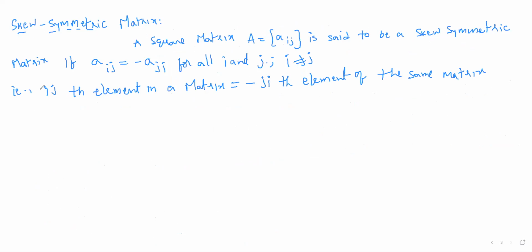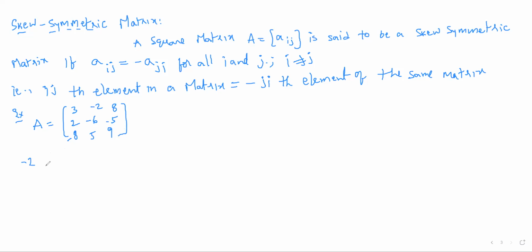So you can give another example here. Example: A is equal to the matrix with rows 3, minus 2, 8; 2, minus 6, minus 5; minus 8, 5, 9. So what are the positions of the non-diagonal elements? Let us observe.